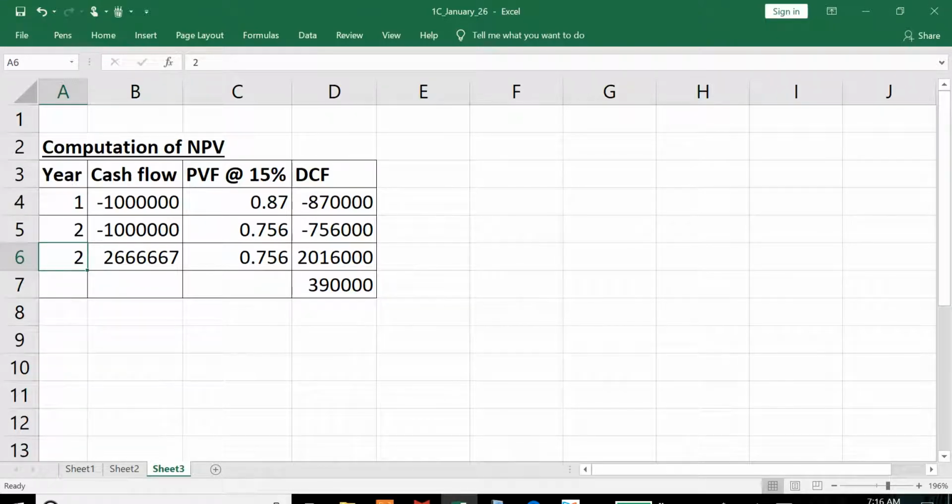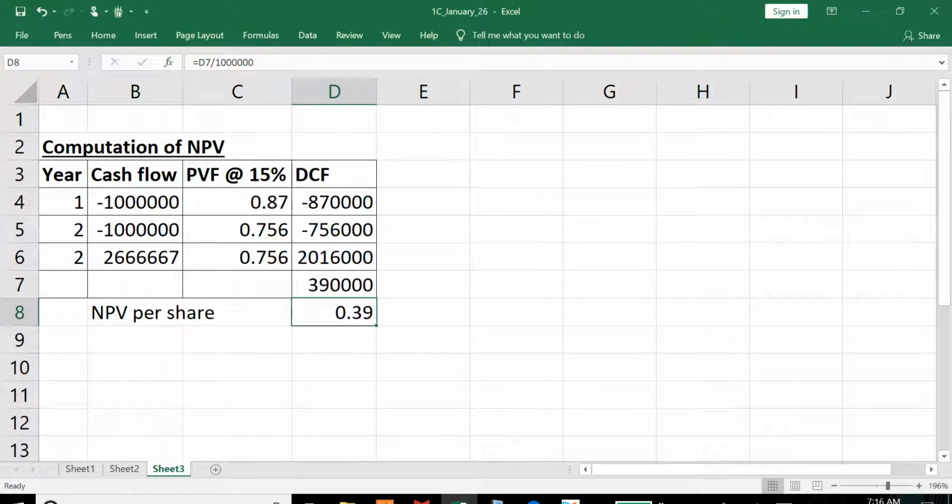NPV per share is 3,90,000 divided by 10 lakh, which is 0.39. You can write the company is undertaking a positive NPV project, and hence share price will go up.